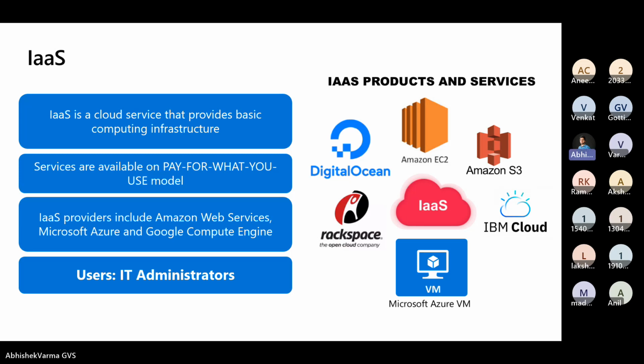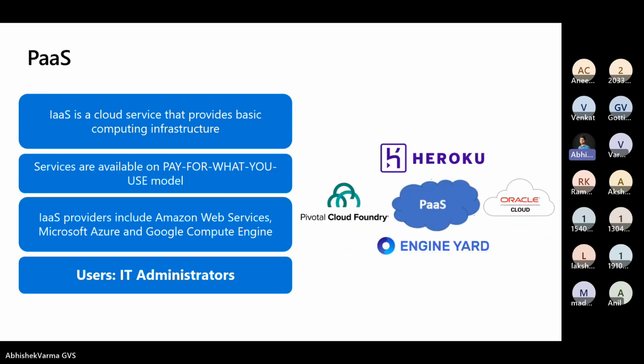Infrastructure as a service is cloud computing that provides basic computing infrastructure with a pay-as-you-go model. Top infrastructure as a service providers are Amazon Web Services, Microsoft Azure, and Google Compute Engine. Platform as a service includes Oracle Cloud and Engine Yard. You'll pay for what you use in this model.